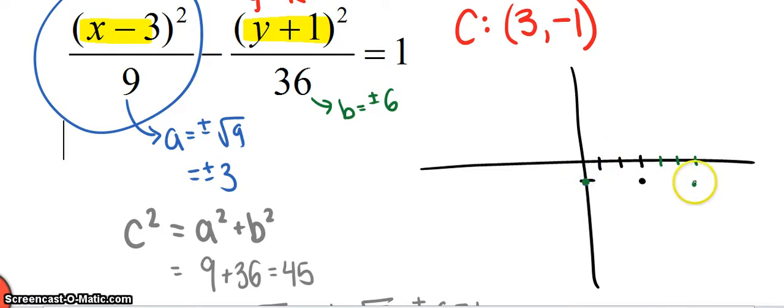So these would be our vertices. Okay, our b distance, I'm going to plot these because they're going to help define our shape, but they're actually not going to be on the branches of the hyperbola. But let me just plot them so we know where they are when we need them.